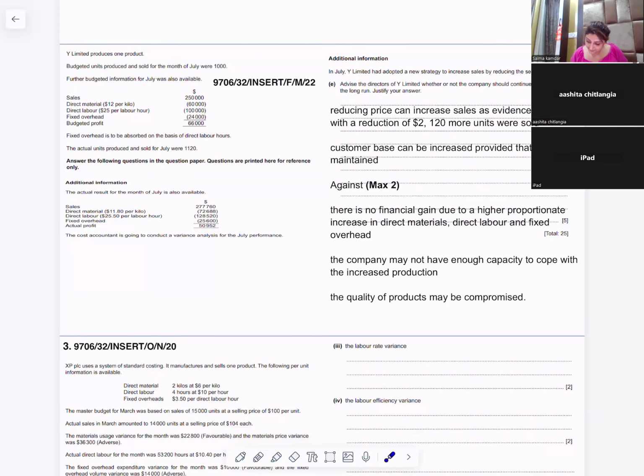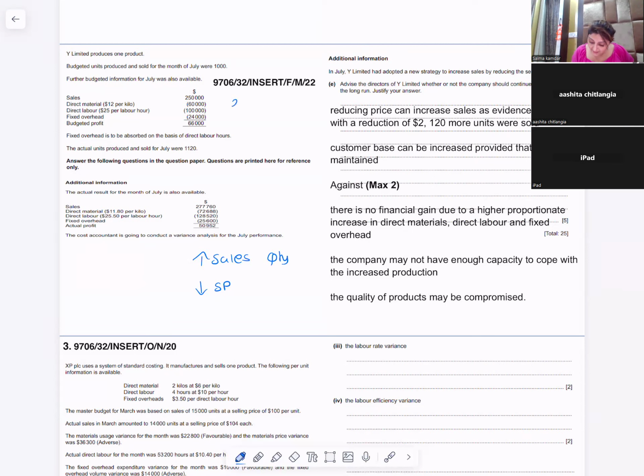Let's say in July, Y Limited had adopted a new strategy to increase sales by reducing the selling price. So they wanted a new strategy wherein they could increase the sales quantity and reduce the selling price. Advise the directors of Y Limited whether or not the company should continue the strategy in the long run. Justify your answer. Okay, listen to me.